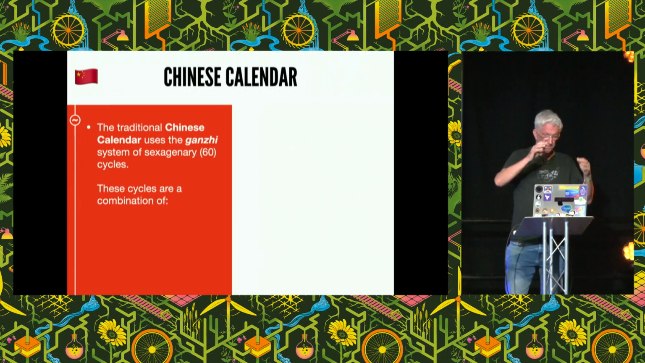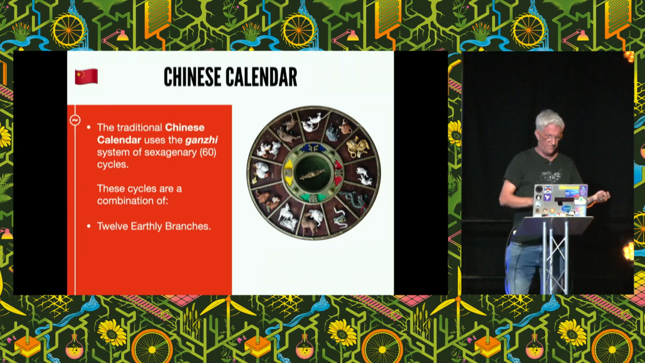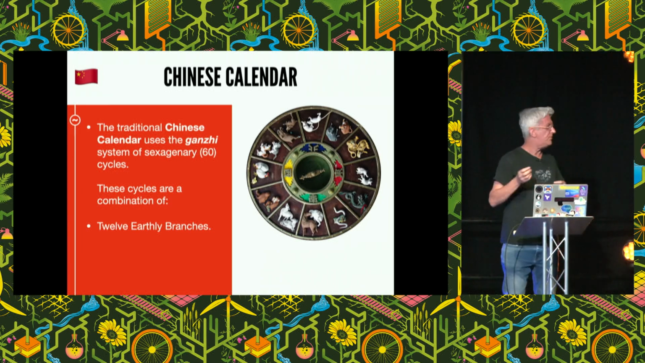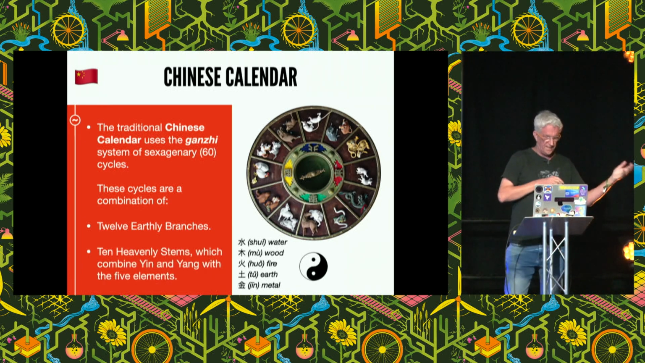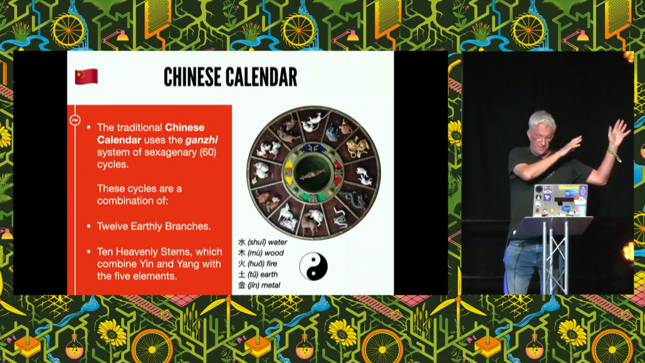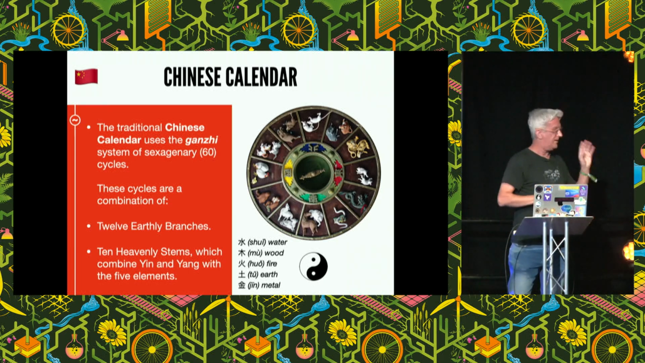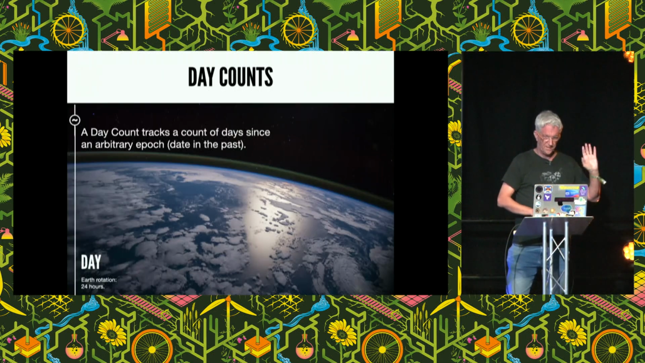So the Chinese system, they use a thing called the Ganzi system. It's sexagenary, so there's 60 in a cycle, and that's computed from 12 earthly branches, which you're probably familiar with from the Chinese zodiac. That's the animals, as you would know them. And then 10 heavenly stems, which is a combination of yin and yang and 5 elements. You mix up all that soup and then you get the Chinese calendar. There's more to it than that, but Google it if you want to know some more. That gives you a flavour of it.